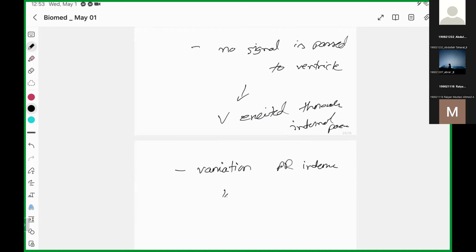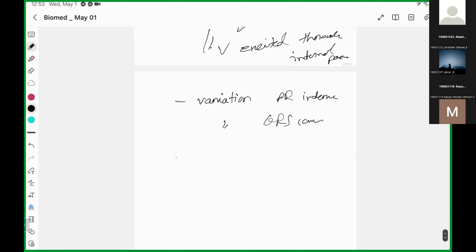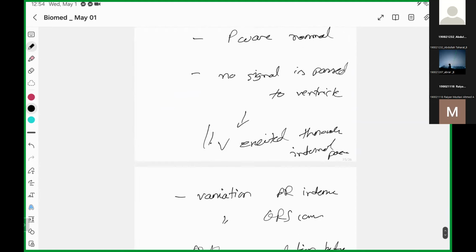Variation in PR interval, variation in QRS complex, because this is not the natural way. You will not find any relation between P and QRS, because these are completely different. P is from your natural pacemaker, QRS is coming from another type of pacemaker, the internal pacemaker of the ventricles that normally doesn't work. So that is your heart block type 3.